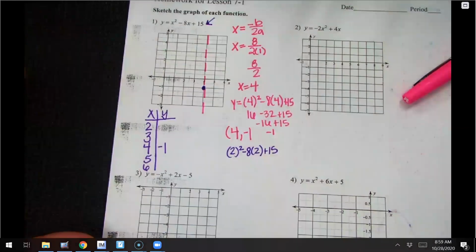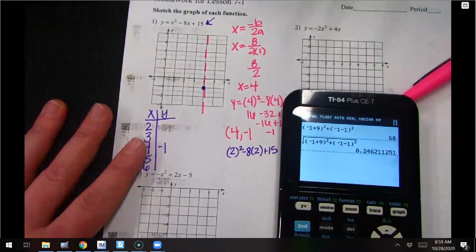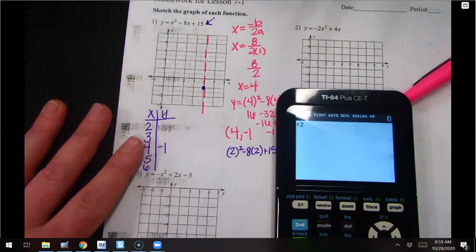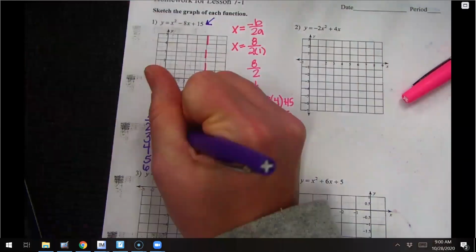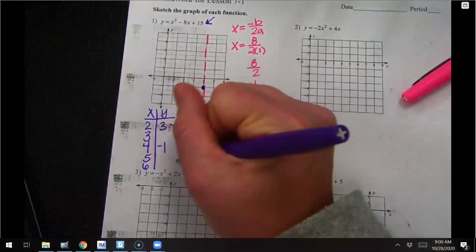2 squared is 4. I talked to y'all about using a calculator. Download an app, use a calculator. You can type the whole thing in: parentheses 2 squared minus 8, parentheses 2, plus 15. The reason you have to have an app, though, is because the little calculator that Apple gives you on your cell phone or Android is not going to allow you to put the parentheses. You have to download a calculator app that allows you to put the parentheses. Then you can press enter, and it gives you 3. So if 2 is 3, so is the bottom 6.